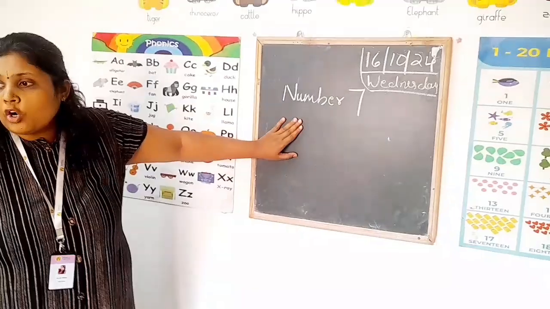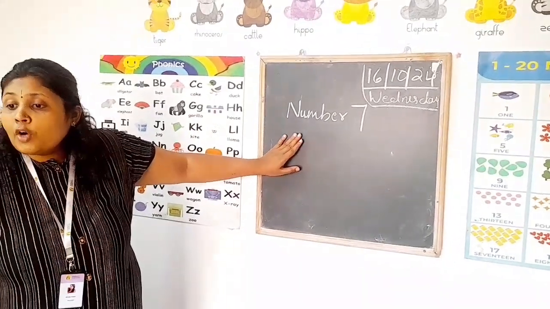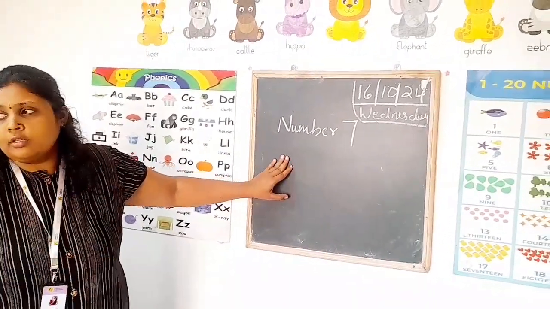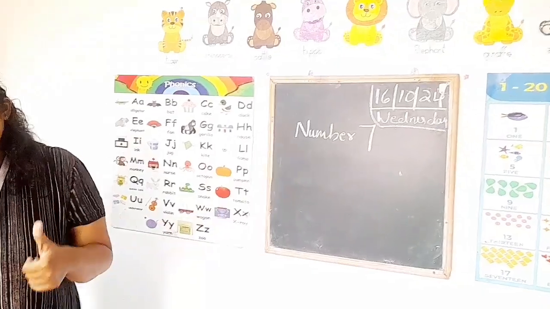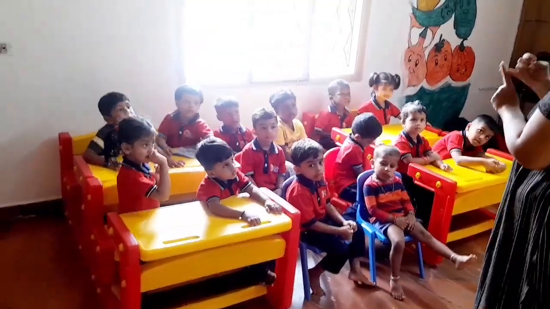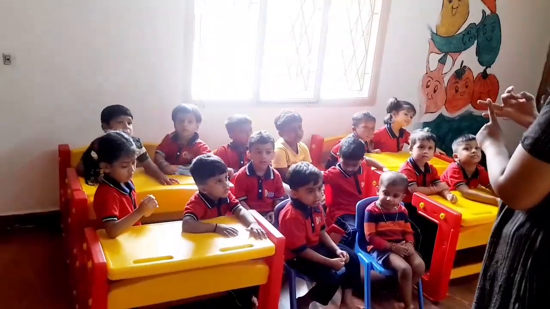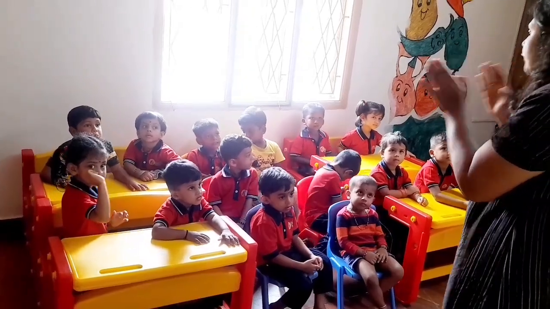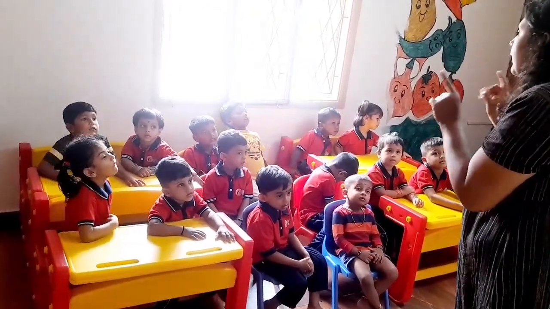The square book. Okay? In which book? Square book. Are you ready? Yes. Okay, we'll start writing in the square. Okay, number 7. 6 is over. 7. Correct? Yes, ma'am.